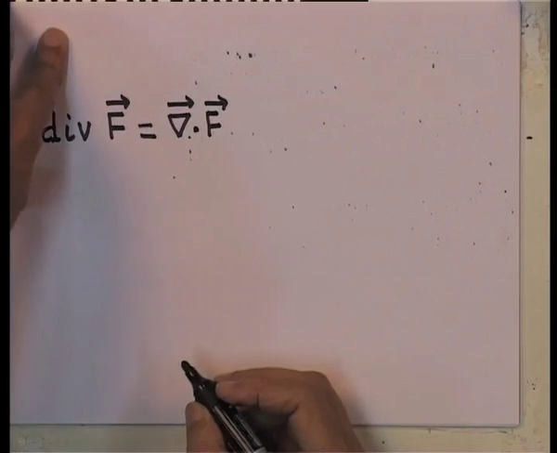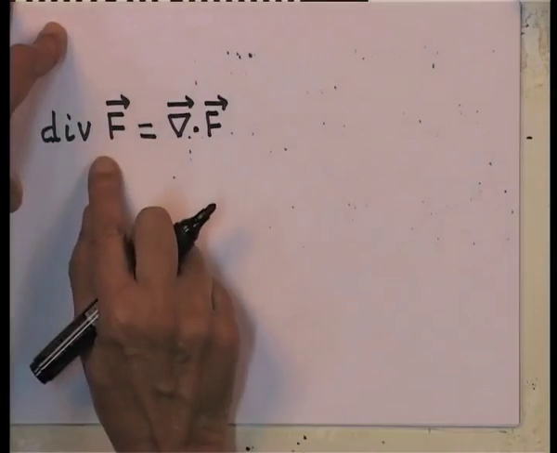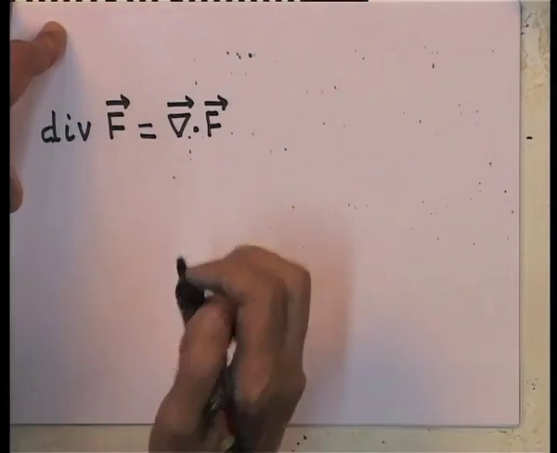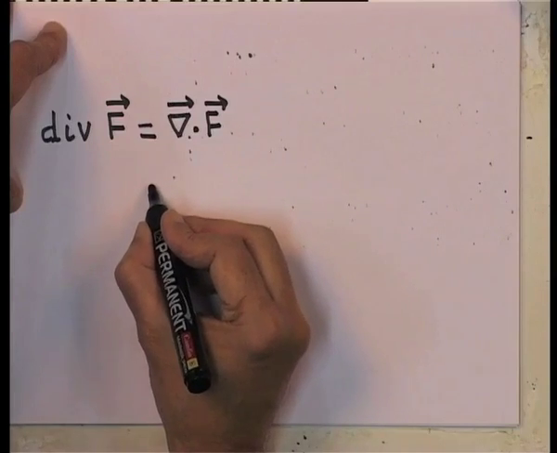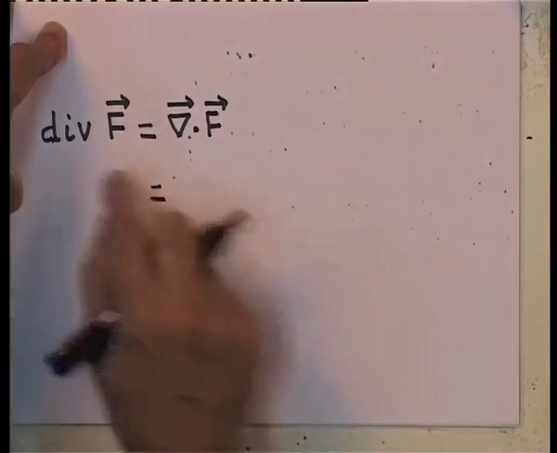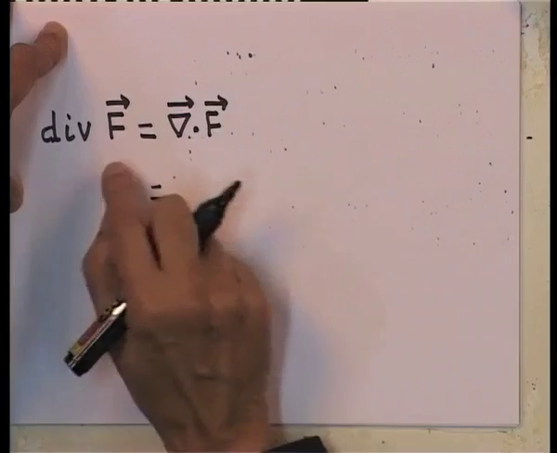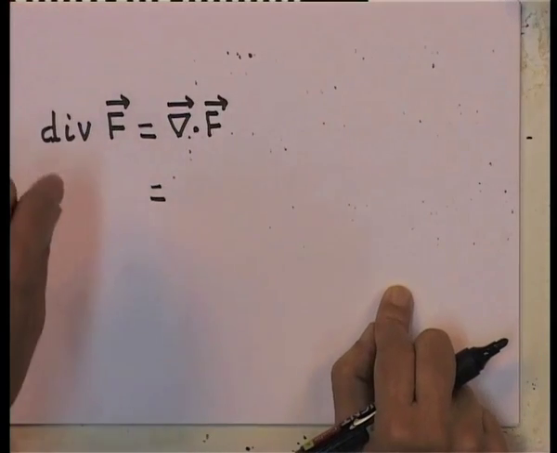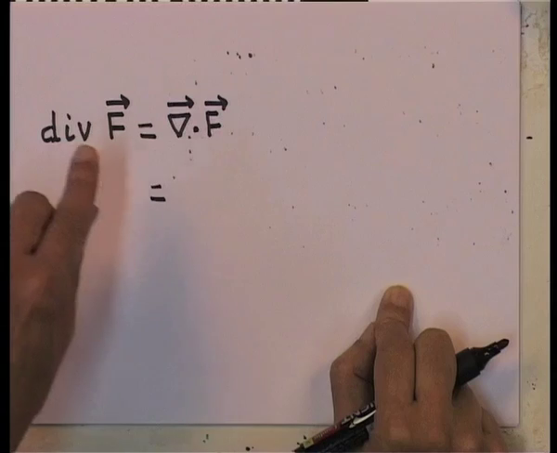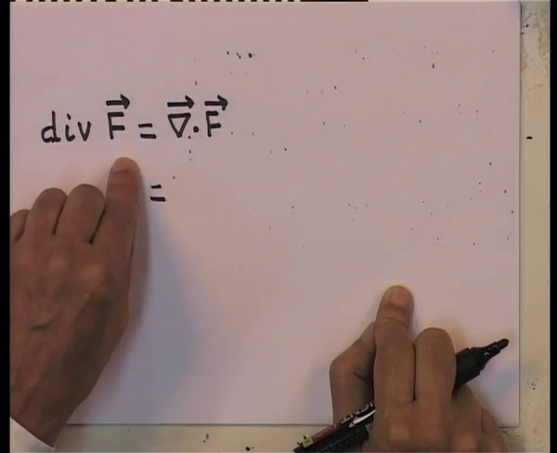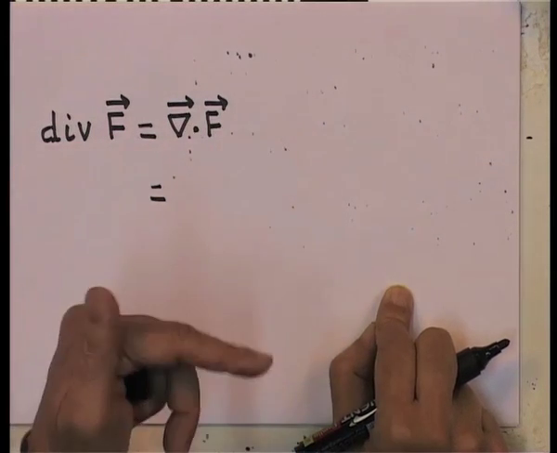Both of them are identical ways of expressing divergence. So, what I have said is this: this is a point relationship. This is a point relationship. In other words, you define divergence of a vector field at a particular point.